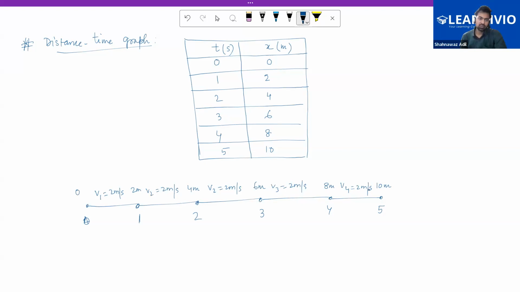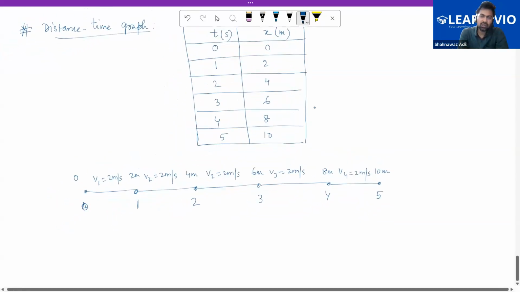So by just looking at the data, what can you say? What kind of motion is this? Uniform motion, right? So this is uniform. Are you talking about vector, or is it a scalar quantity? So that part is required when we have different directions. When we are in one direction only, then we don't require this thing.